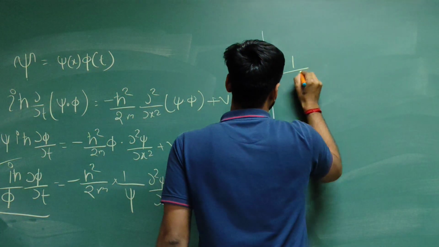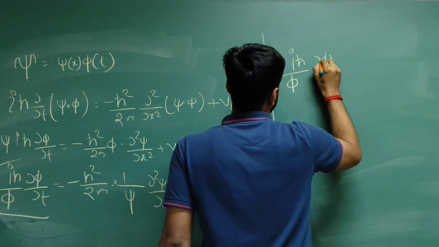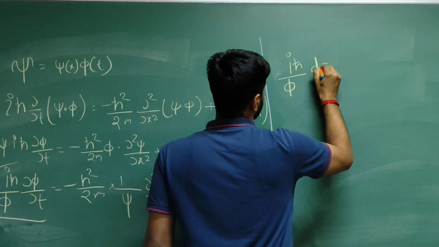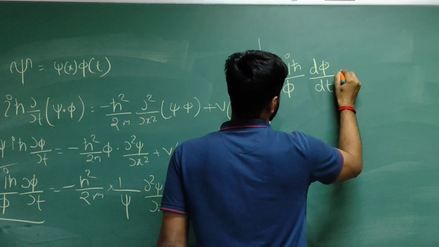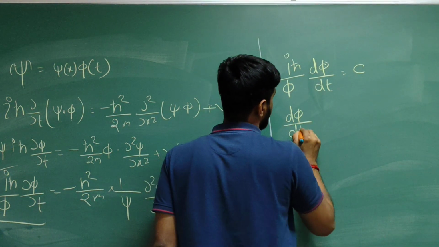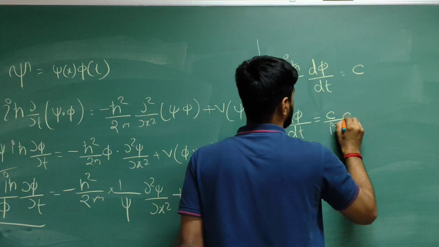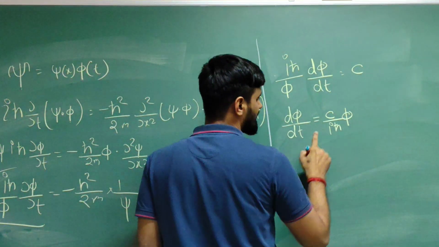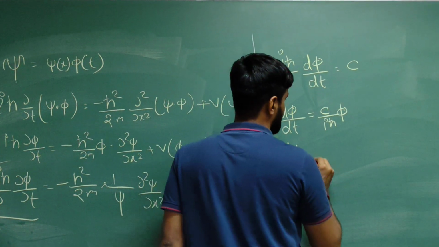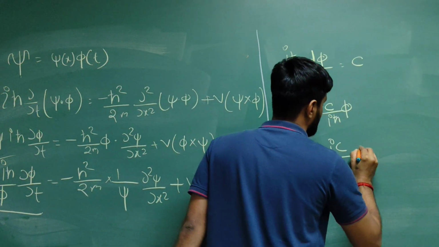So here you can see that 1 upon phi, that is i h cut. Now you can write here, this can be written as d phi by dt, right? d phi by dt is equal to a constant. Is that clear? So this can be written as d phi by dt equals c divided by i h cut phi. If I multiply with i on numerator and denominator, this can be written as d phi by dt equals minus i c by h cut phi.